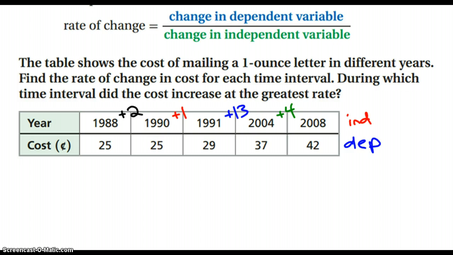From 25 cents to 25 cents, we increased by 0. From 25 to 29, we increased by 4. From 29 to 37, we increased by 8. And lastly, from 37 to 42, we increased by 5.